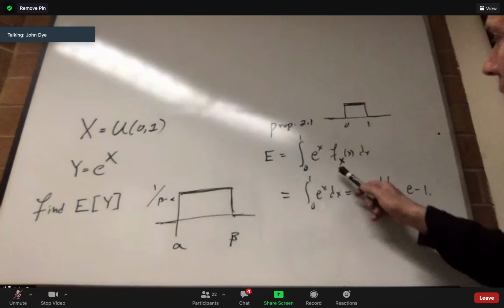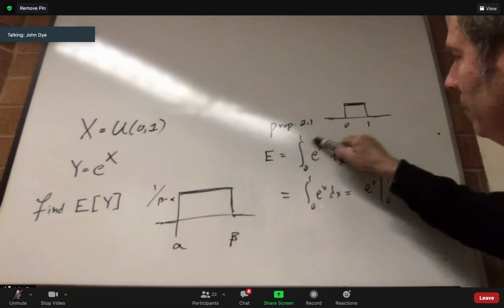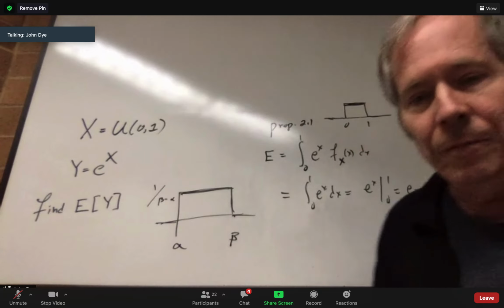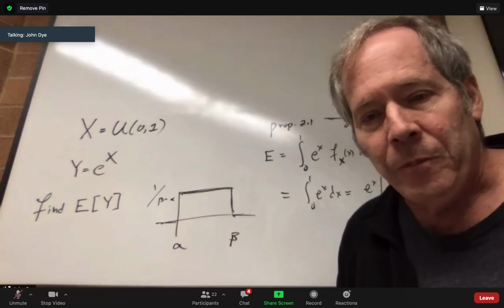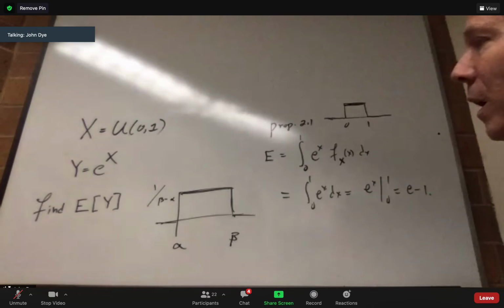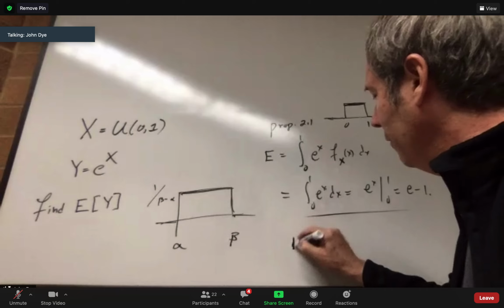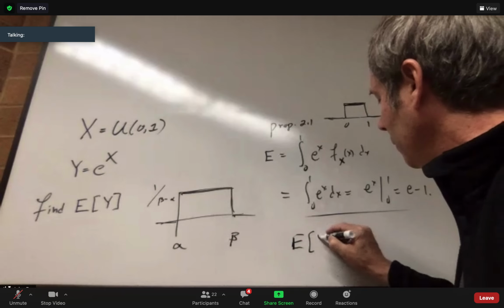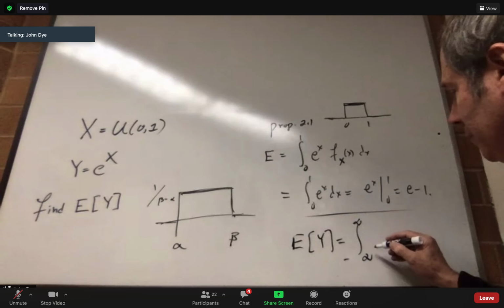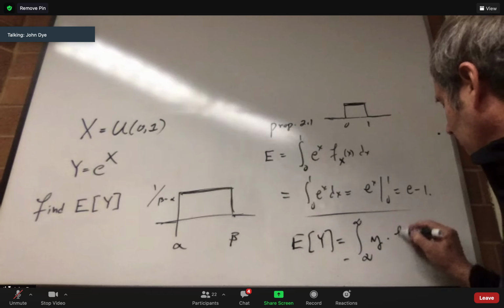So let's just check this. This is a theorem that this is the way you do expectations. You put the function of the variable here. This is the theorem that applies to this. But you see, that's not the definition of expectation. Going back to the definition, if y is that, what would it have to be? Minus infinity to infinity, y times f of y.